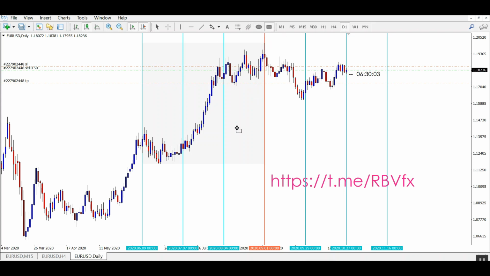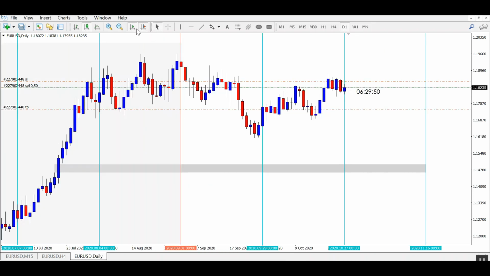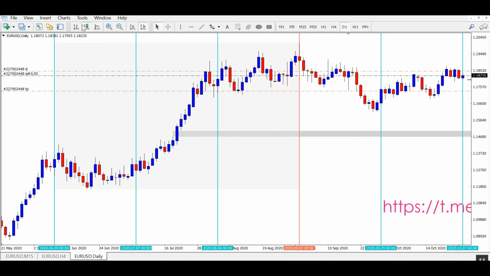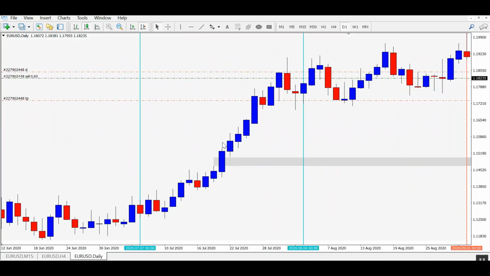So the first thing that I can see here is this fair value gap. And basically a fair value gap is, let's just think about this for a second. So we can see that the market is going up, then it's making a retracement, then it's going up again, it's making a retracement, then it's going up again, it's making a retracement, and so on and so forth.